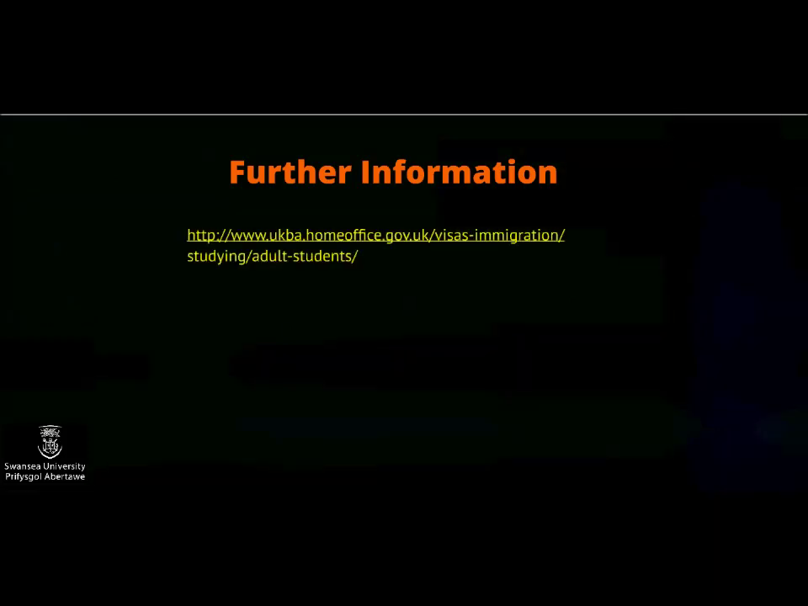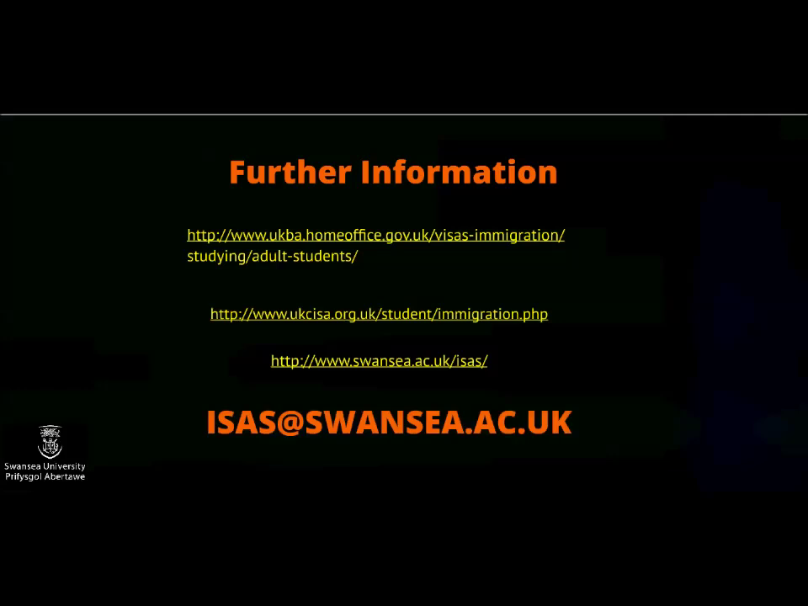This video guide provides general information on what documents are required for a Tier 4 visa. For detailed and more specific information, we advise you to visit the UKBA, UKISA or ISAS website. If you are still not sure about the documents that you must submit, you can contact us at isas@swansea.ac.uk. For students applying from within the UK, we will check and submit your application on your behalf.